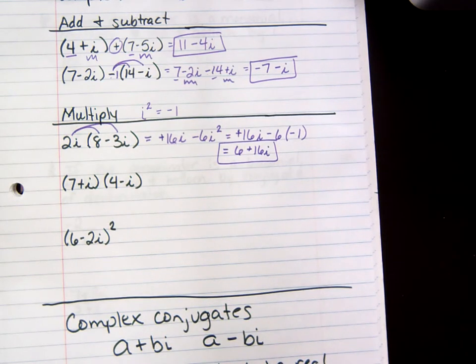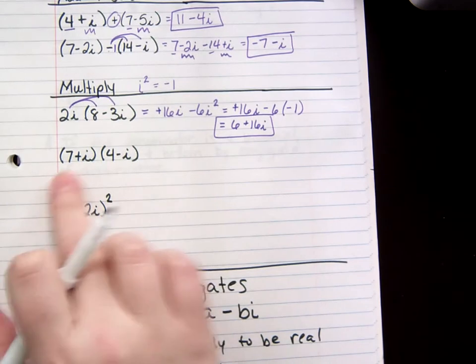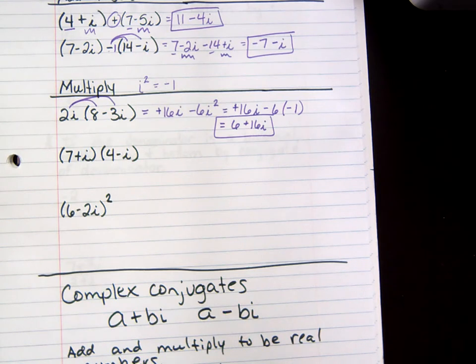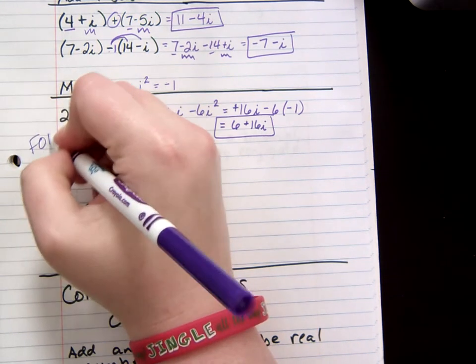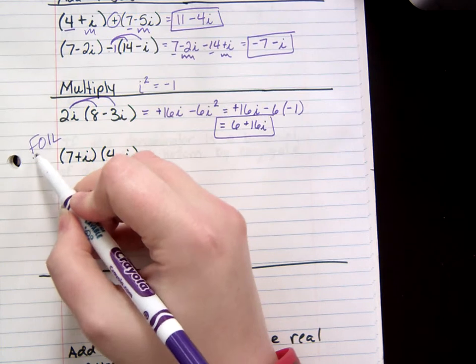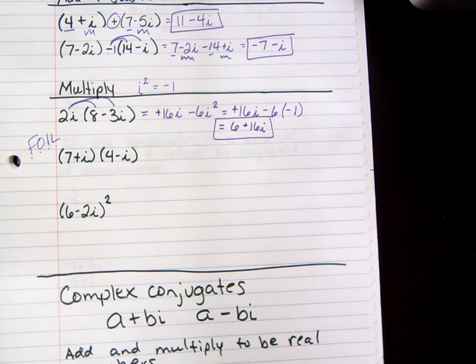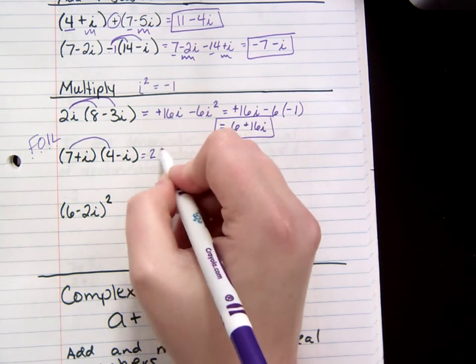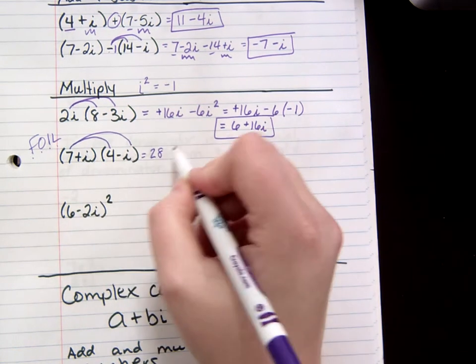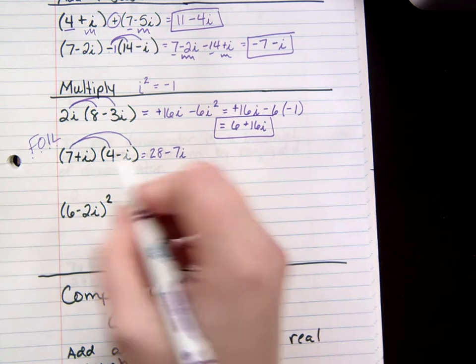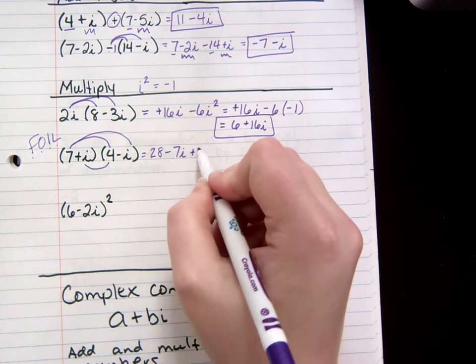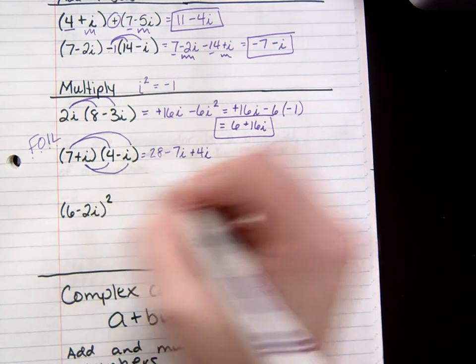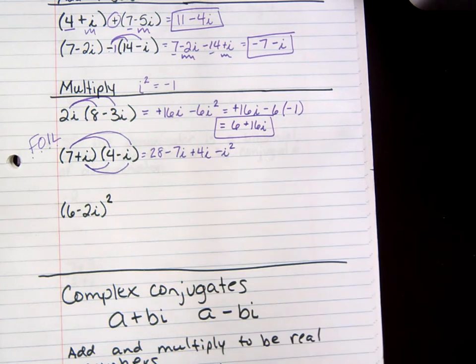Now, if you have a binomial times a binomial, you're going to have to FOIL. FOIL stands for first, outside, inside, and last. So I'm going to multiply my first terms to get 28, my outside terms to get negative 7i, inside terms to give me 4i, and the last terms to get negative i squared.